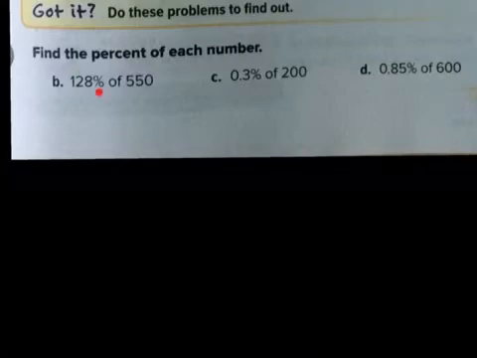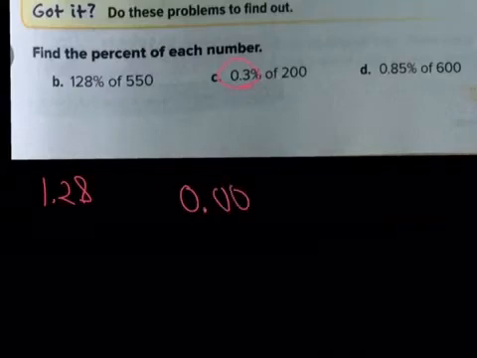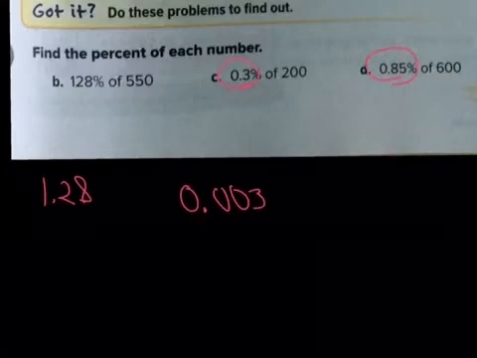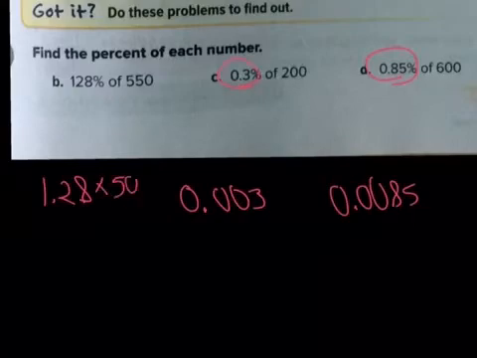Convert all of these into decimals. Okay, so remember that it moves over 2 places to the left. So 128% will become 1.28. 0.3% will become 0.003, and 0.85% will become 0.0085, and then you just multiply them all times the number.